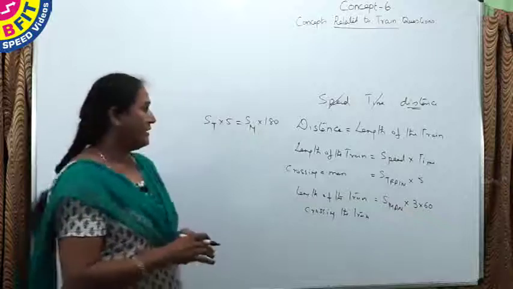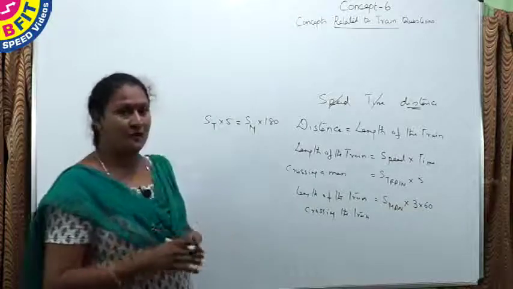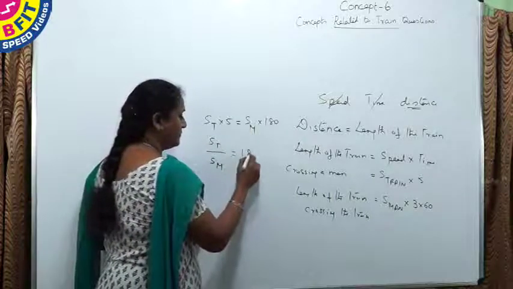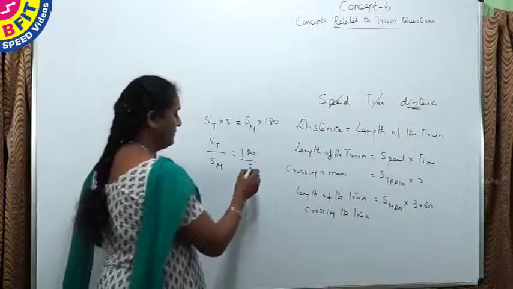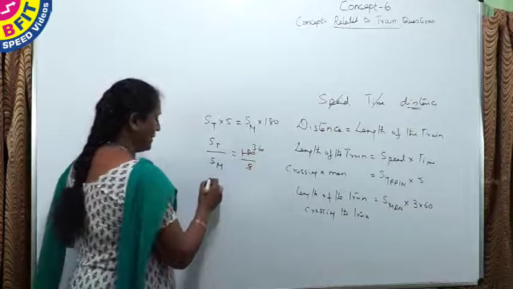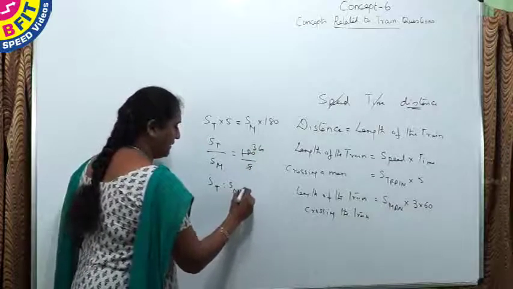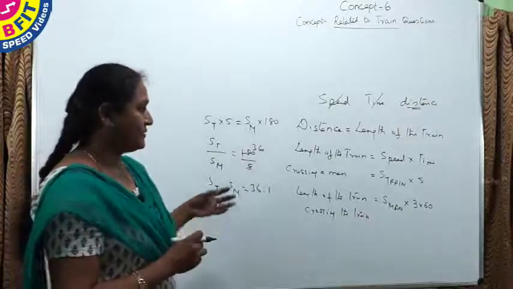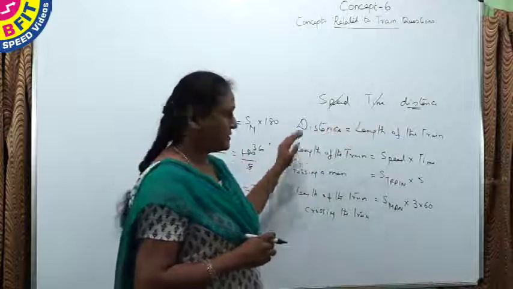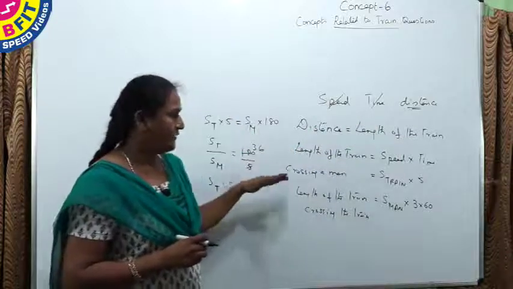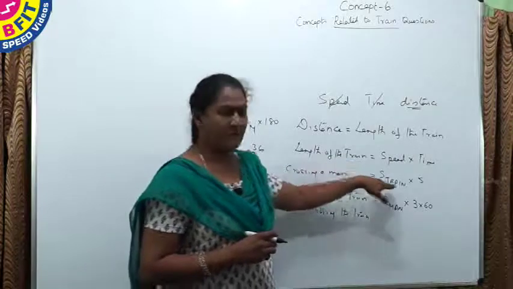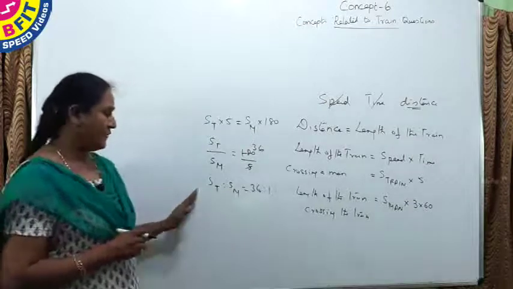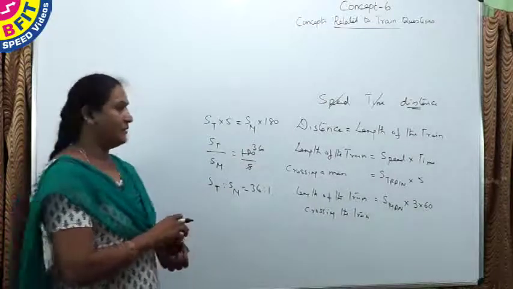You are asked to find the ratio of speed of the train to speed of the man. So by substituting this value here and simplifying, the ratio of speed of train to speed of the man is equal to 36:1. So in this question, distance is the same. Distance is equal to the length of the train. In both the data, we found the length of the train, where the train crosses a man and the man crosses a train. So equating, we have got the ratio of speed of train and man equal to 36:1.